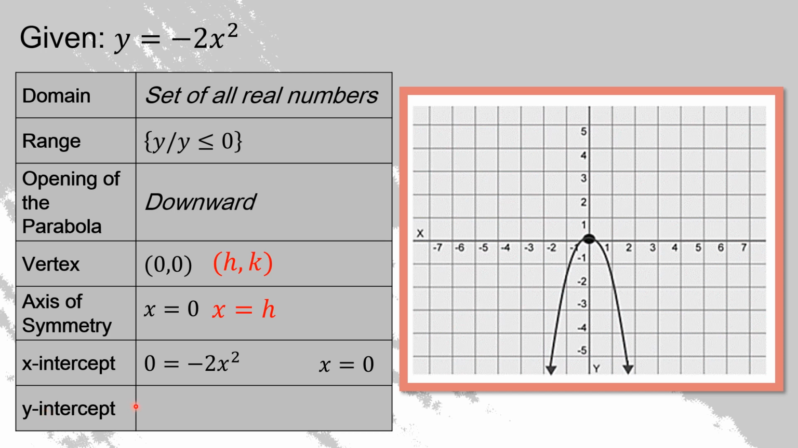And then, the y-intercept. Again, by substituting 0 for x so we can get y, y equals negative 2 times 0 squared. So, 0 squared is 0 times 0, which is 0, times negative 2, so y is also equal to 0. Because anything multiplied by 0 is always equal to 0. So, our graph is now complete for the given quadratic function y equals negative 2x squared.